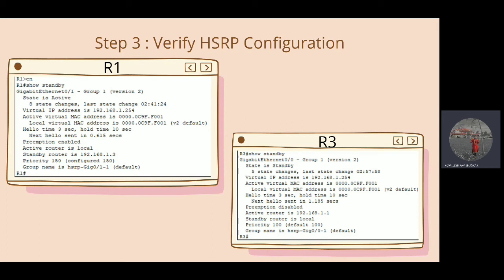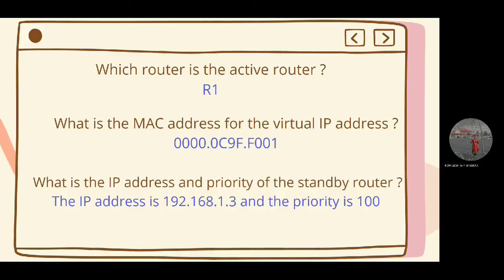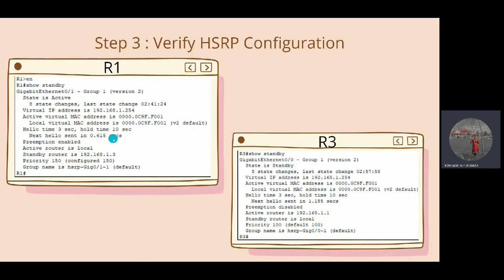Okay. Step 3, verify HSRP configuration by issuing the show standby command on R1 and R3. We have to open both routers and enter the command show standby, and we can see the show standby output. Question, which router is the active router? Okay, the active router is R1.